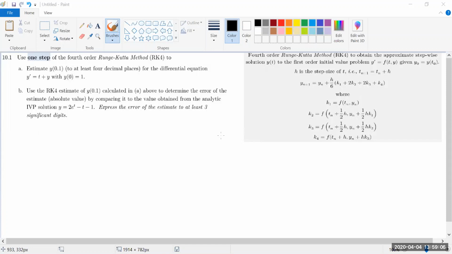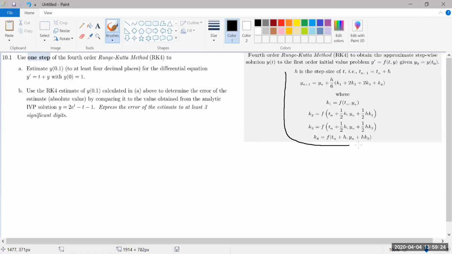Okay, so this is 10.1a for your next exam, which is on Friday. It's using the Runge-Kutta method to approximate solutions to ODEs. The first thing we want to do is assign our variables in this chart here.